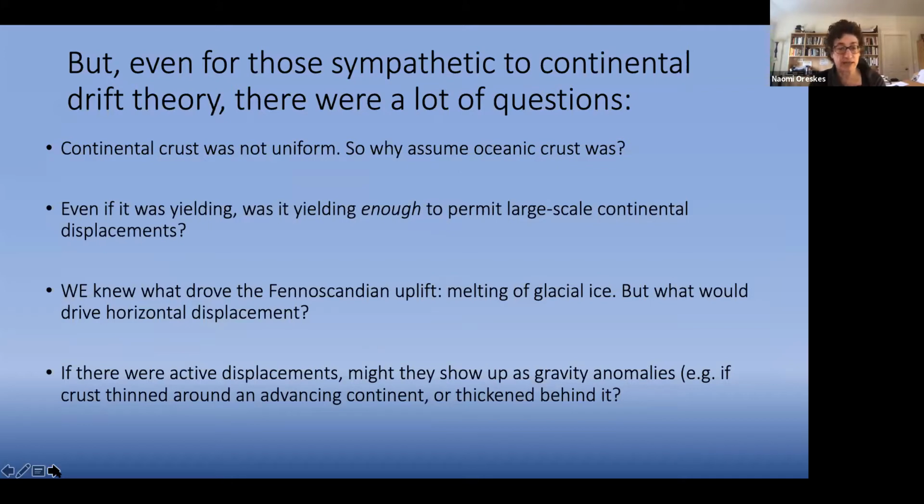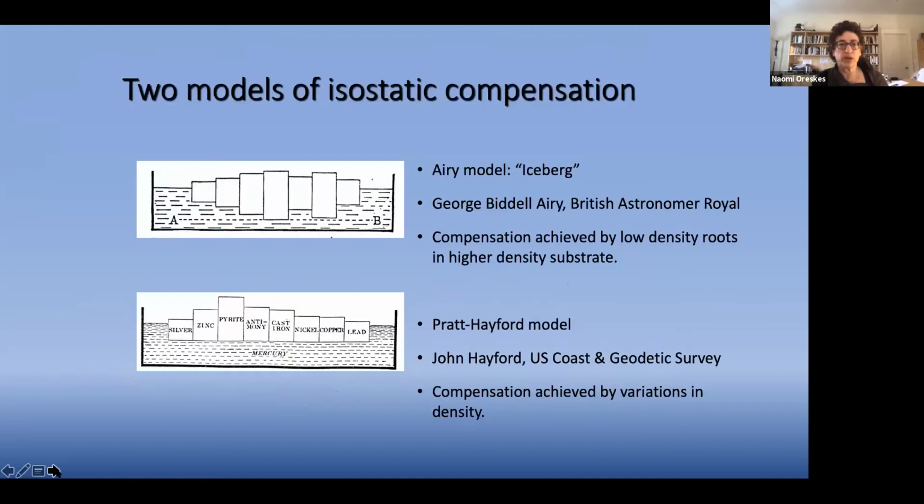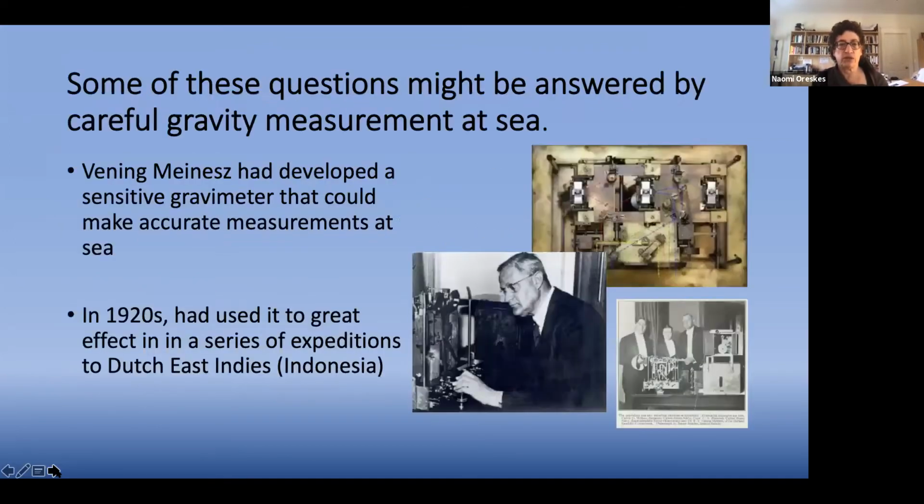And an idea that people had then is that if there were active displacements, then they might show up as gravity anomalies. For example, if the crust thinned around an advancing continent or thickened behind it, or was in some way deformed, that might show up as a geophysical anomaly. I think I'm going to skip this because it's not essential, and I want to make sure that we get to the key part of this talk.